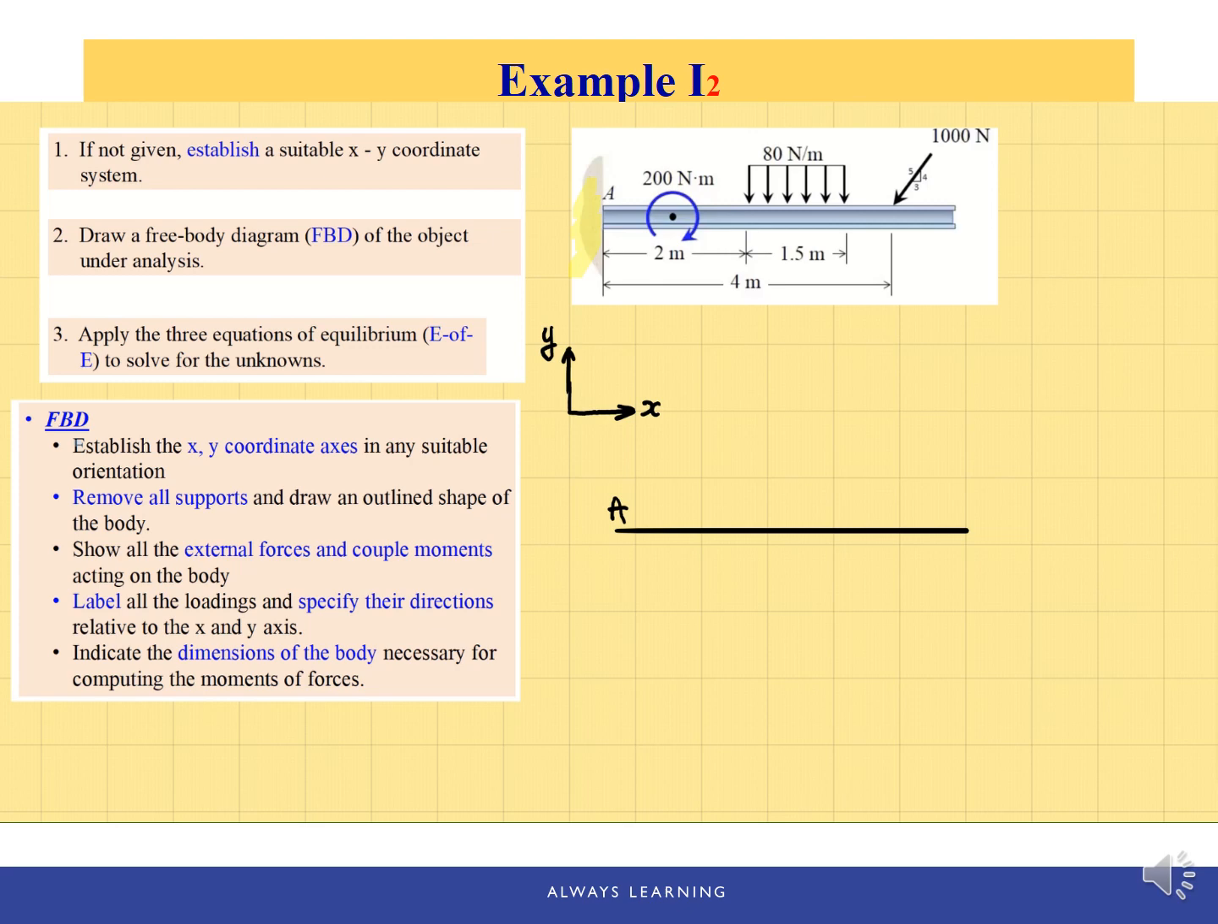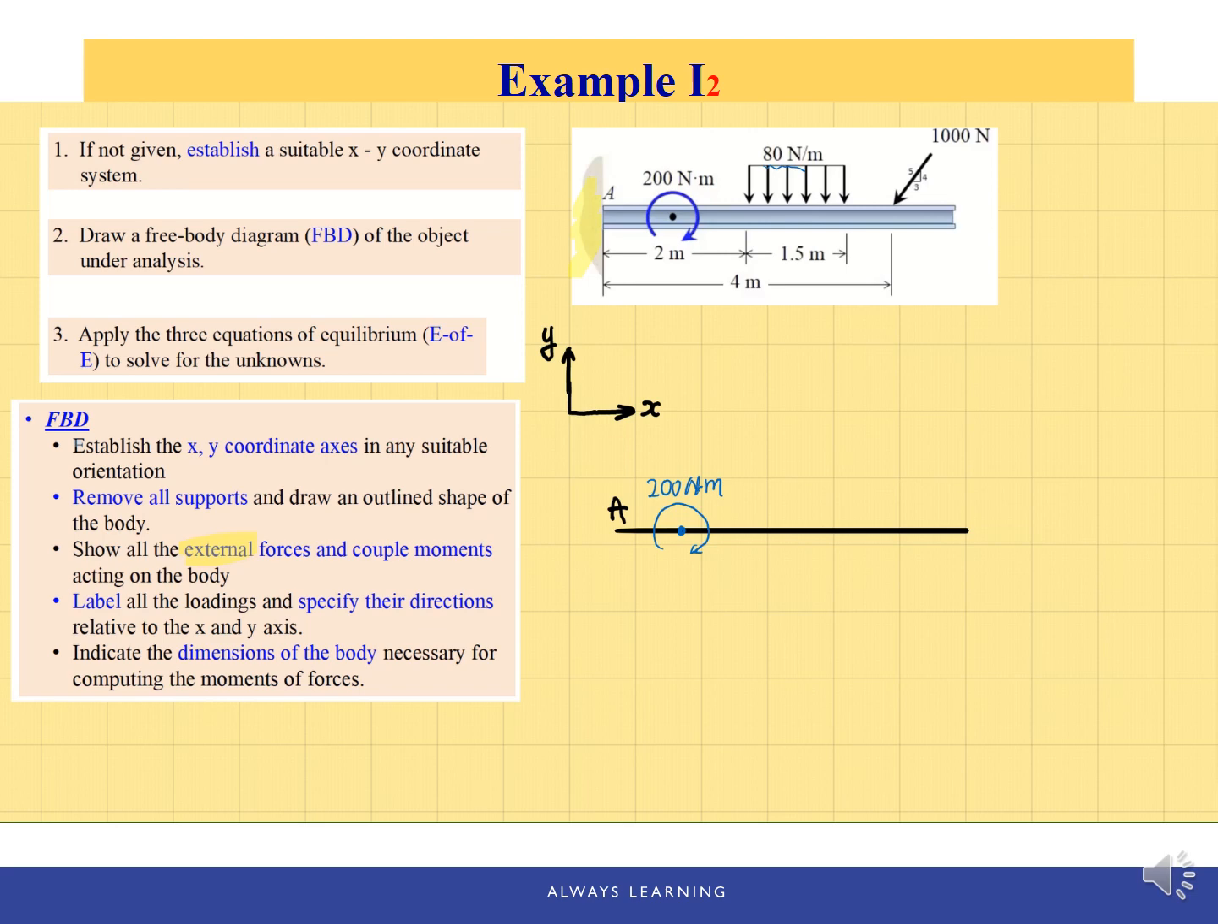Next, we're going to show all the external forces. So keep in mind, for the free body diagram, we're showing external forces, the forces applied on this beam, not within the beam. So let's just place those forces already given. The first one is this couple moment. Okay, couple moment is also an applied load, and magnitude is 200 Newton meter. And move to the right, we have this distributed load, which has the loading intensity of 80 Newton per meter.